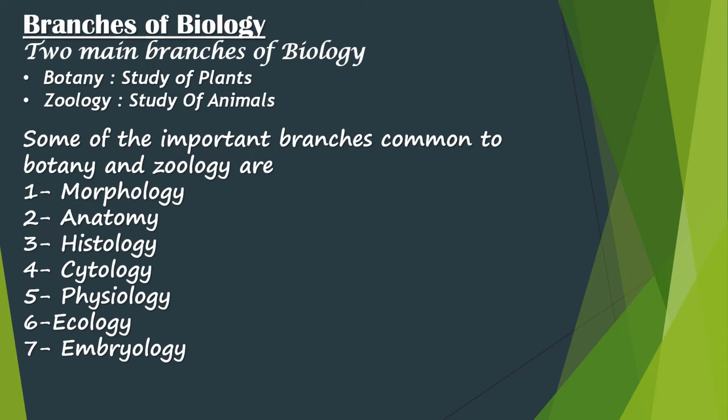Plants are the producers, they are living things, and animals are consumers, they are also living things. So they both are depending on each other. This falls in the category or in the branch ecology.